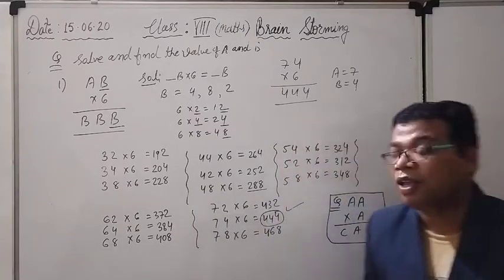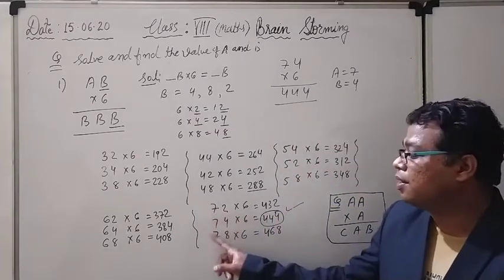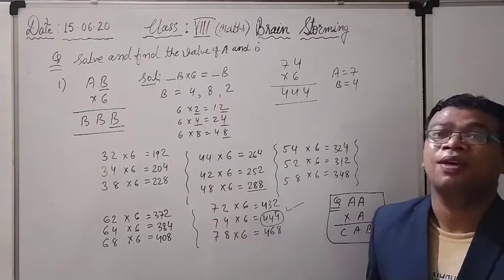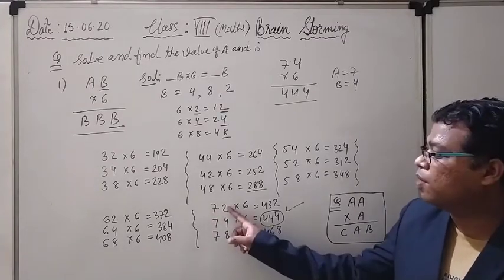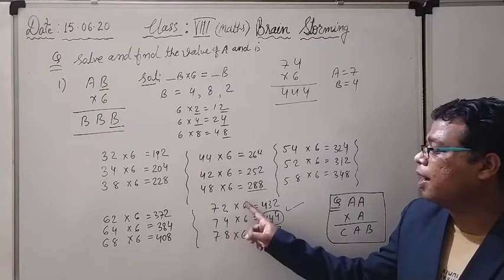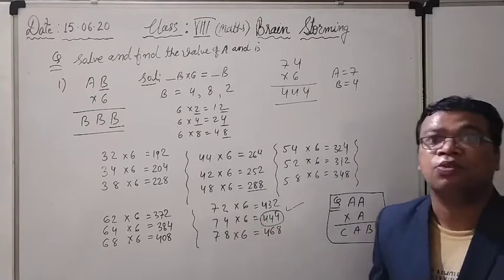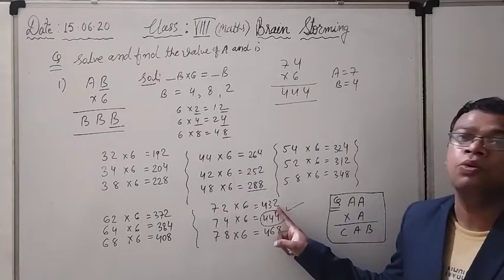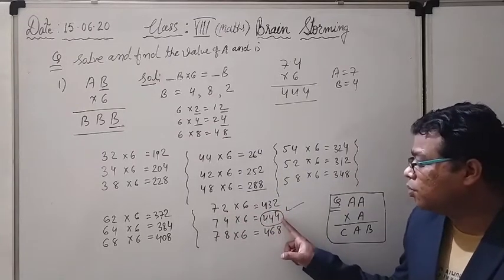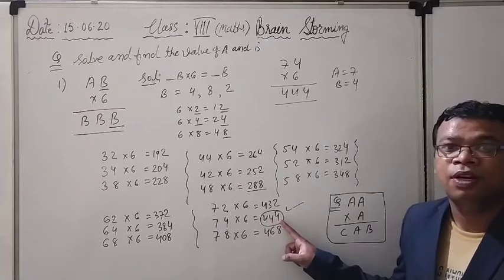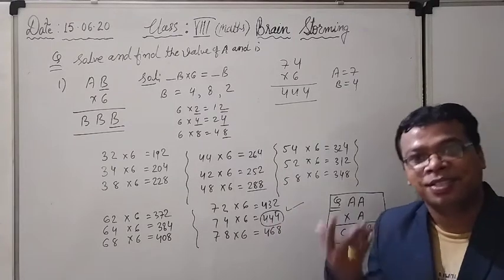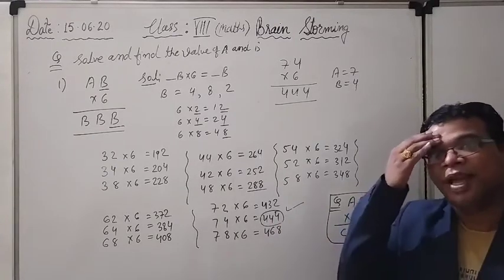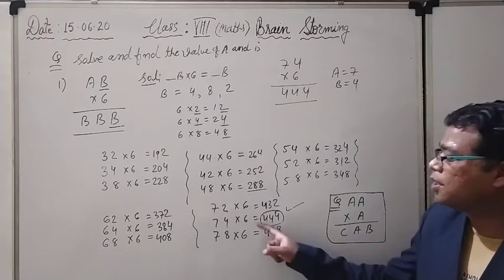Same like that. Whenever we are reaching 7, again I am going to fix the value of A as 7, and the values of B will be either 2, 4 or 8, and I have to multiply with 6. So see what happens here. The product 432 has different digits, but here you can see 444. 444 means the same digit, and that was our requirement, so this is the answer.